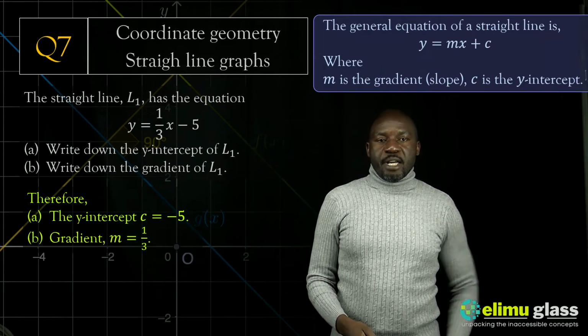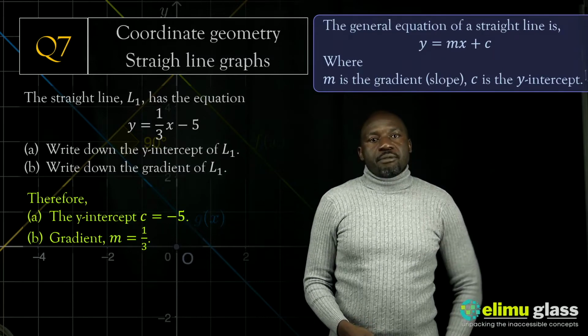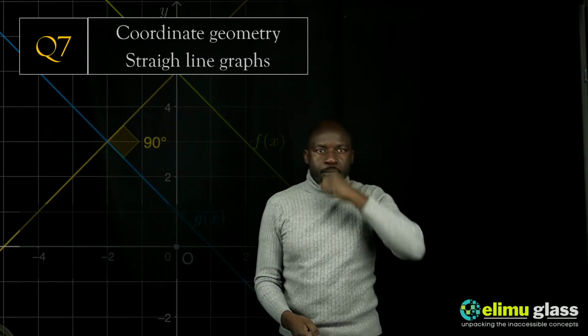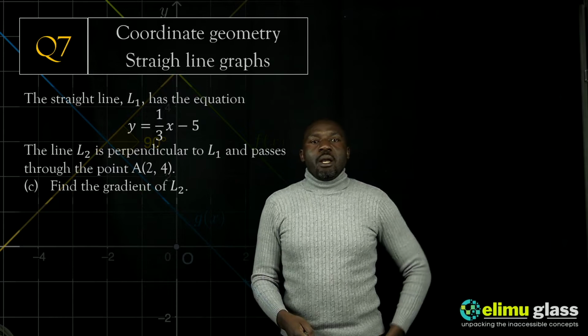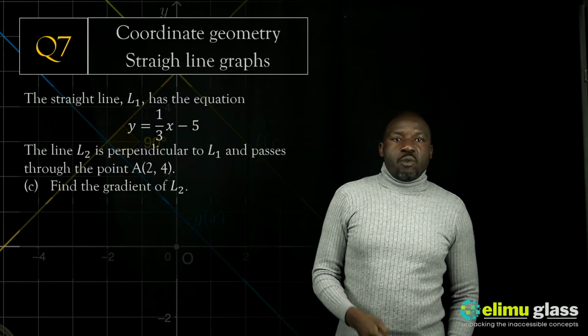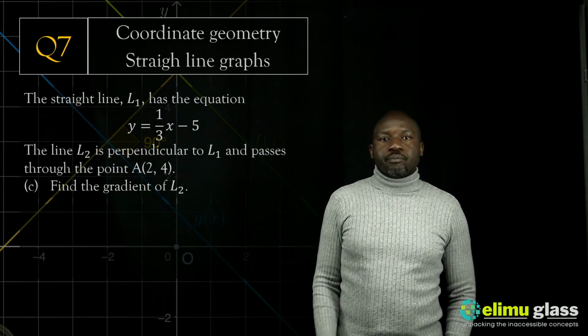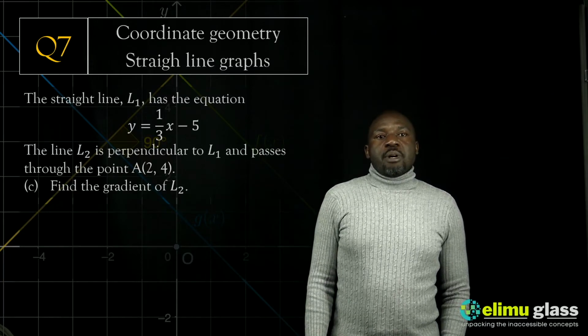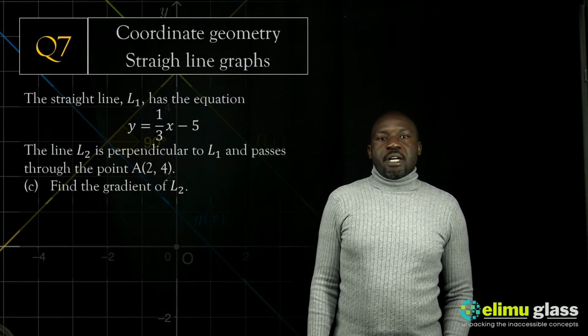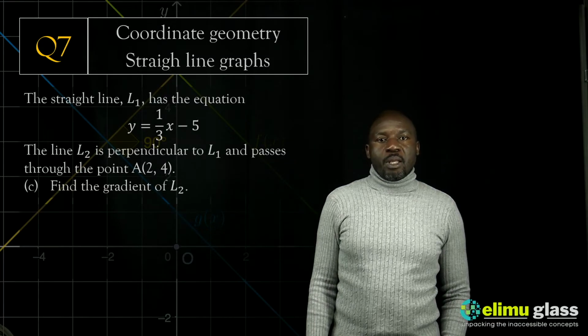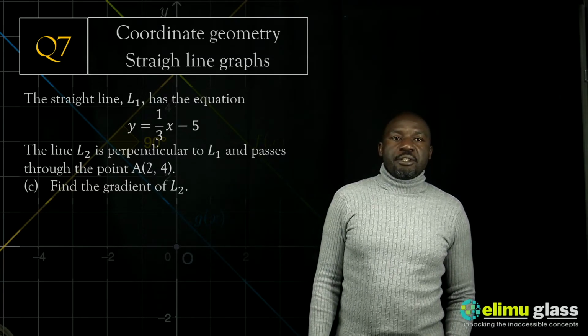The y-intercept is -5, the gradient is a half. Okay, the straight line L1 has the equation y is that. The line L2 is perpendicular to line L1 and passes through that point. Find the gradient of line L2.